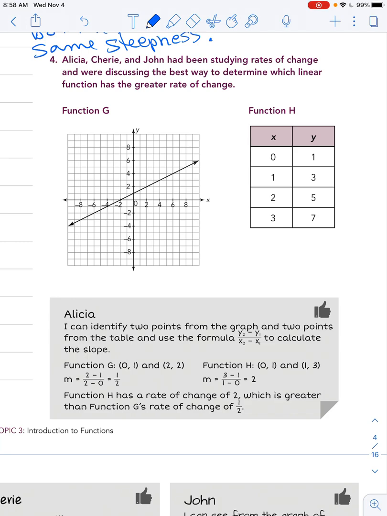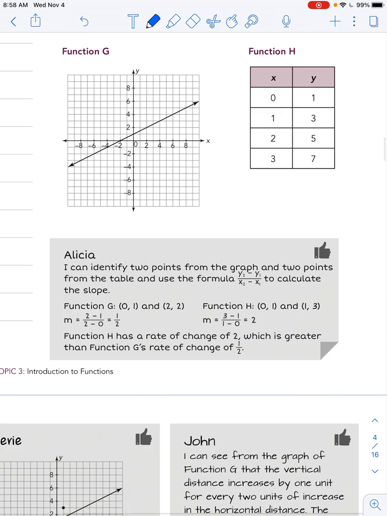So Alicia says, I can identify 2 points from the graph and from the table and use the formula. Let's look at the formula. It looks right to me. So on the first one, she used 0, 1. She used that point right there, and she used 2, 2. So she plugged that in, 2 minus 1 over 2 minus 0, and got 1/2.